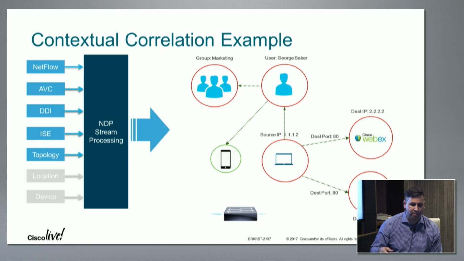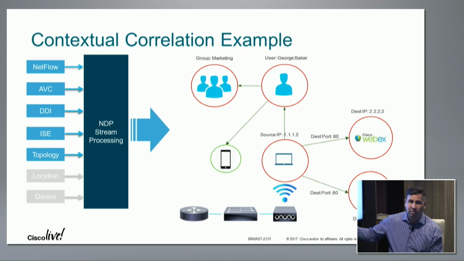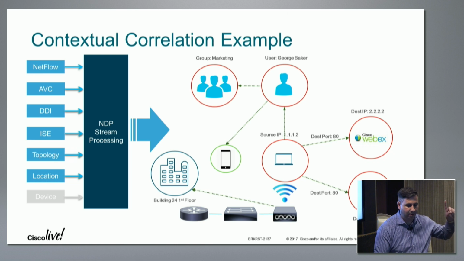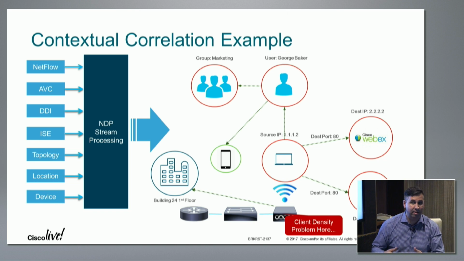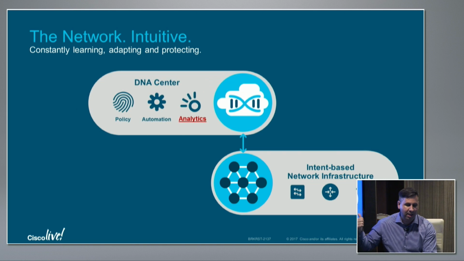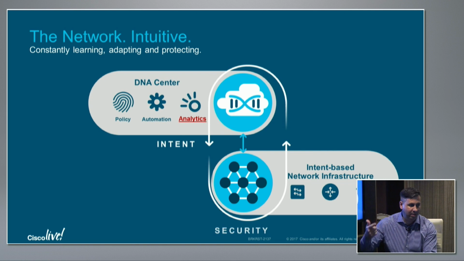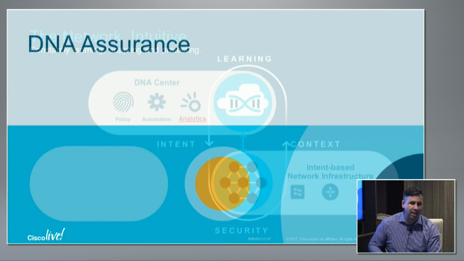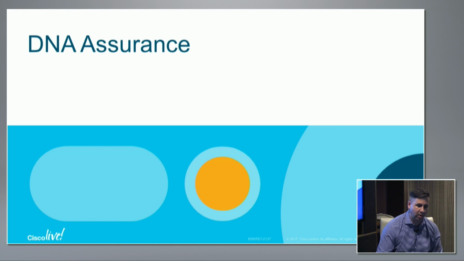I integrate this with topology. I could say, hey, he was associating with this AP, and then I could combine that with location information saying, okay, I know what building that's in. And if I look at information from the network devices, I might say, hey, there's a ton of people in that particular room, and that's why that thing is failing. So this is an example of how we take information from multiple places, correlate them, and thus create the context. And that context is, again, coming back to this intent and context and learning loop that we want to close.